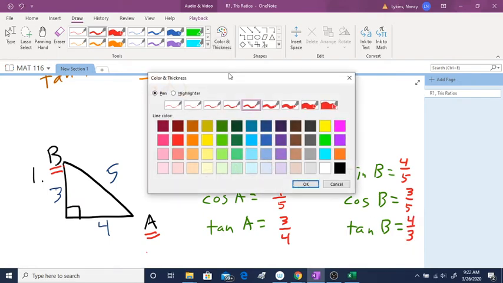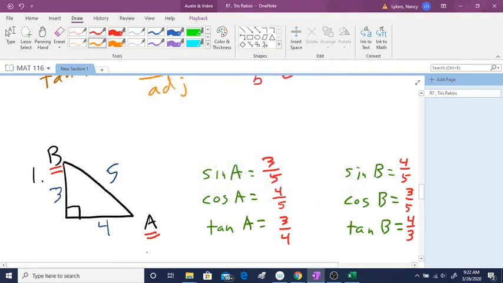So now, one way, like I said, you can check your work, because sine of A right here is the same as cosine of B. In this case, it's 3/5. Cosine of A is the same as sine of B, which is 4/5. And finally, my tangent of A is the reciprocal, or the fraction flipped over, of tangent of B, which is 4/3. So we know we're on the right track.